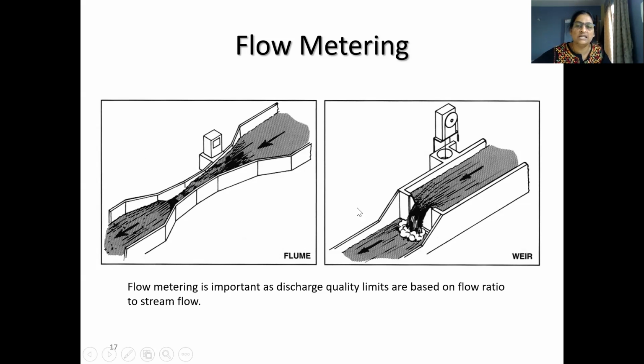So roughly we will understand the flow rate through this kind of structure, and this kind of structure can be constructed as a concrete structure. So there is no need to provide additional mechanical equipment to measure the flow rate of wastewater. Simply this way arrangements can be done, and through this we can measure the quantity of wastewater. Okay, simple phenomena. Understood?